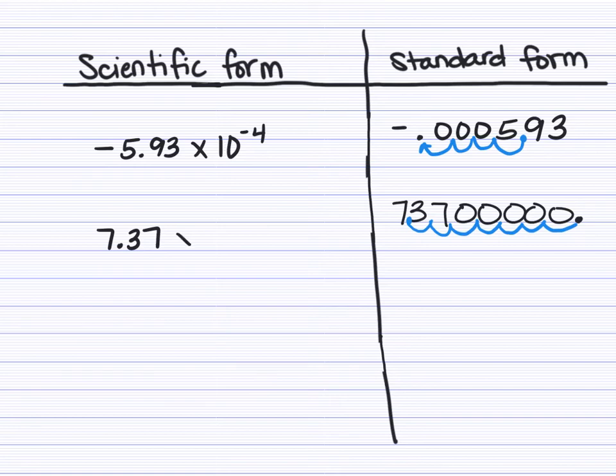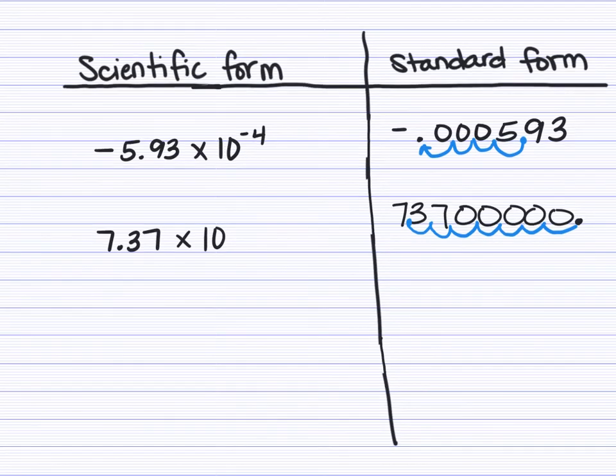I'm going to multiply by 10, and we said we moved it 7 times. And since this is a very large number, my exponent is positive. So positive 7.